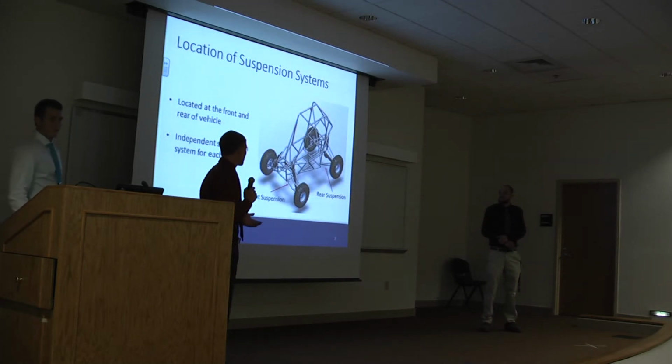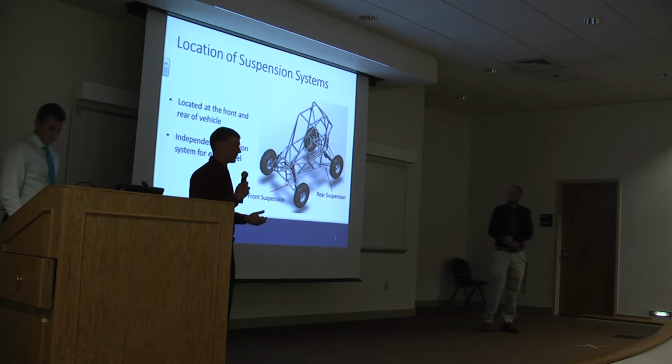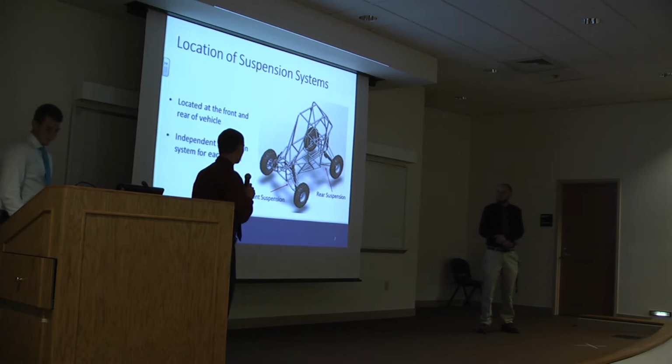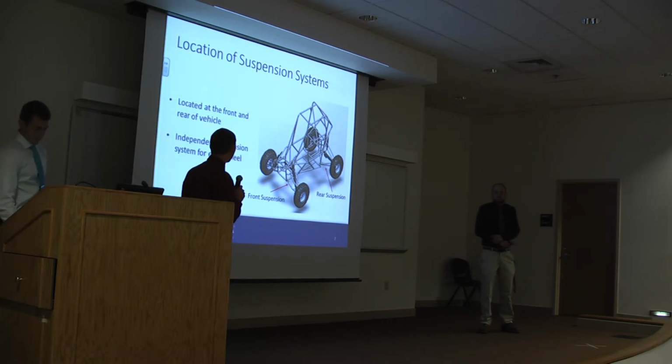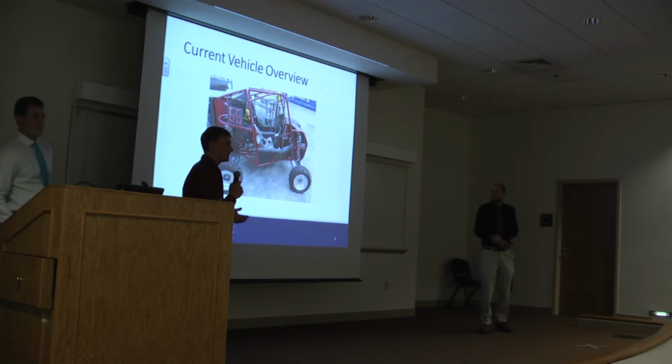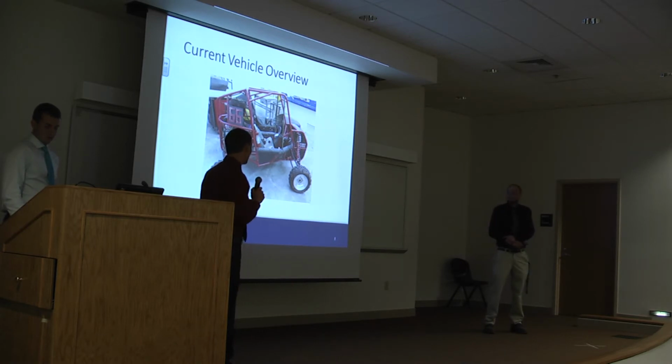The suspension systems are located at both the front of the frame and the rear of the frame, with the steering system also located at the front. Each wheel will have an independent suspension system, which will allow the vehicle to navigate over rugged terrain. This is the present USI vehicle. This is what motivated our design. We found several issues that they had in the past with this car.